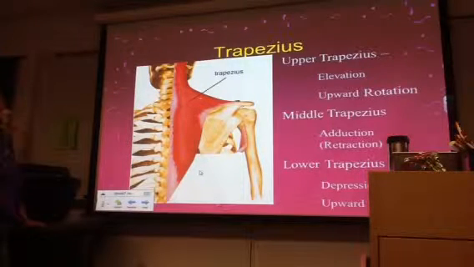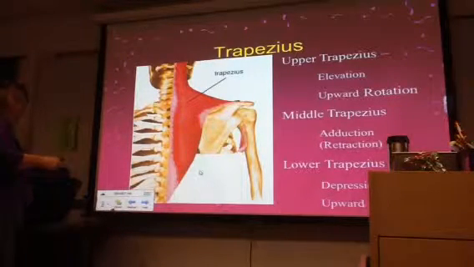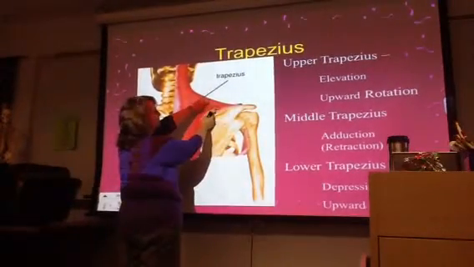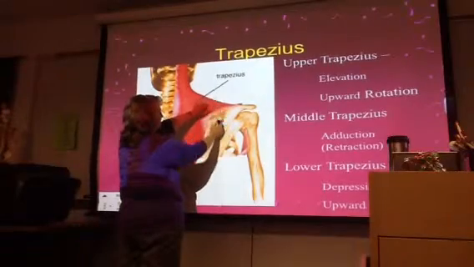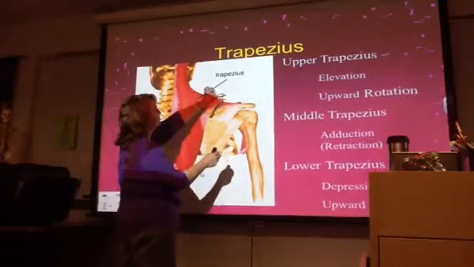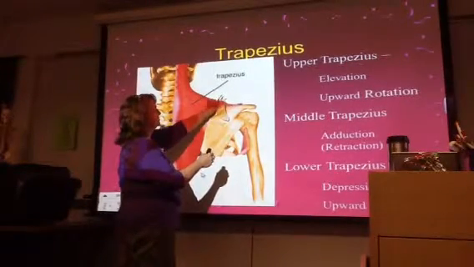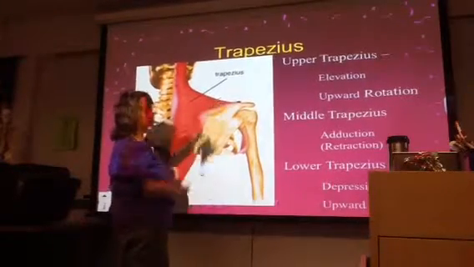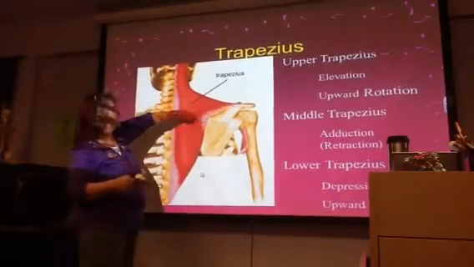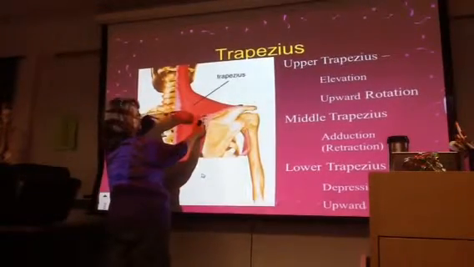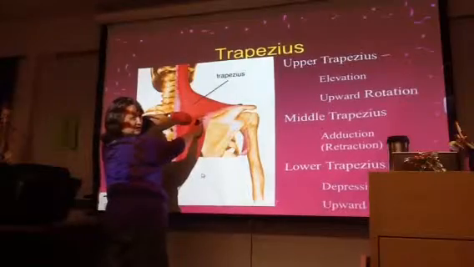We're going to divide it into 3 different parts: upper, middle, and lower trapezius. The upper trapezius fibers are going to pull up. What's that going to do? It's pulling from here, so it's going to help with elevation, but it's also pulling from here, so it's going to do that upward rotation. Middle trapezius, can you see how that's pulling together? So if we bring this in here, that's adduction or retraction.